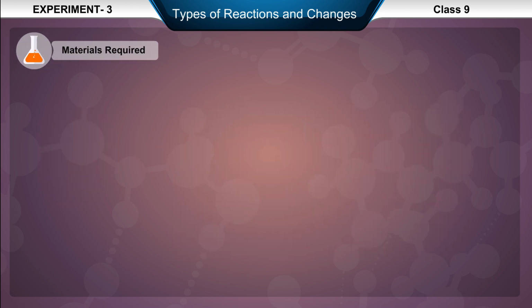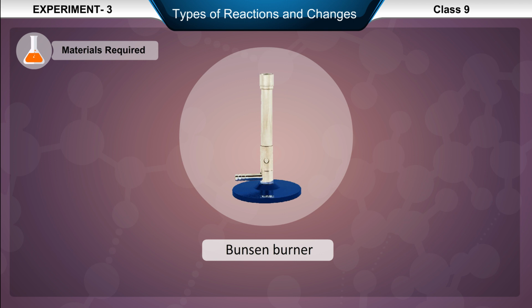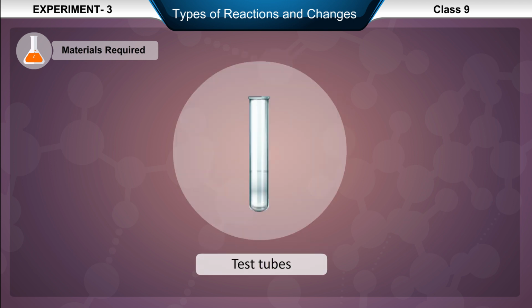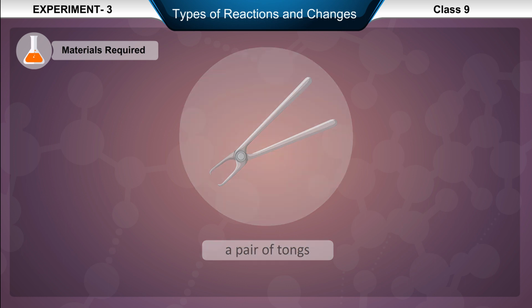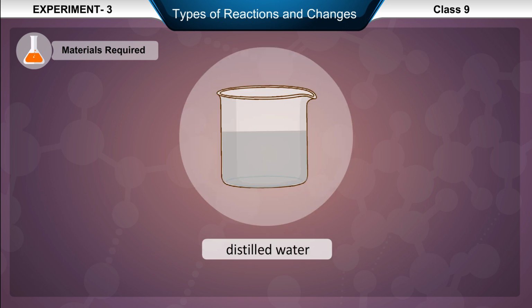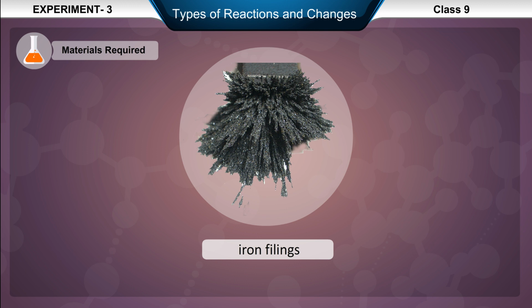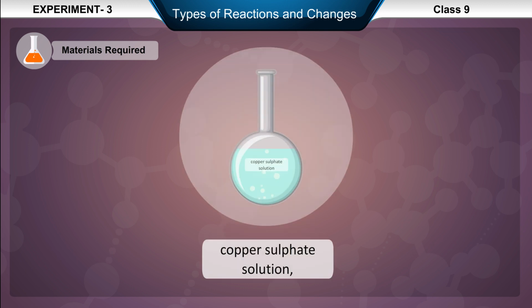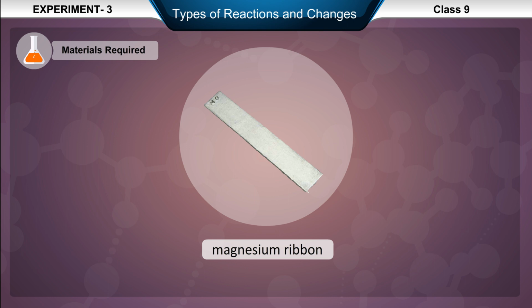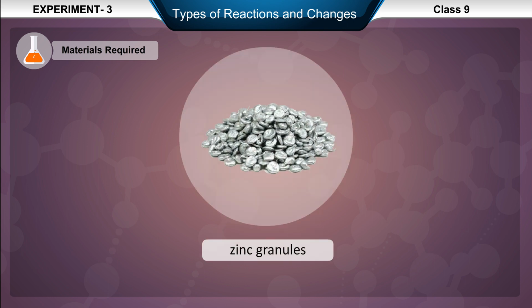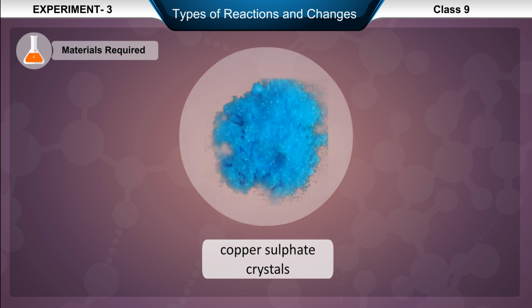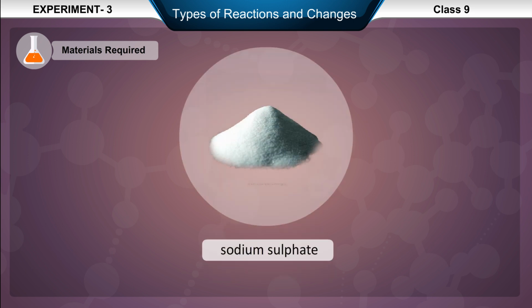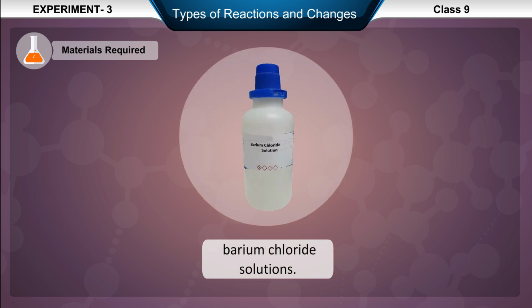Materials required: Bunsen burner, Petri dish, test tubes, test tube stand, test tube holder, a pair of tongs, sandpaper, distilled water, iron filings, copper sulfate solution, magnesium ribbon, zinc granules, dilute sulfuric acid, copper sulfate crystals, sodium sulfate and barium chloride solutions.